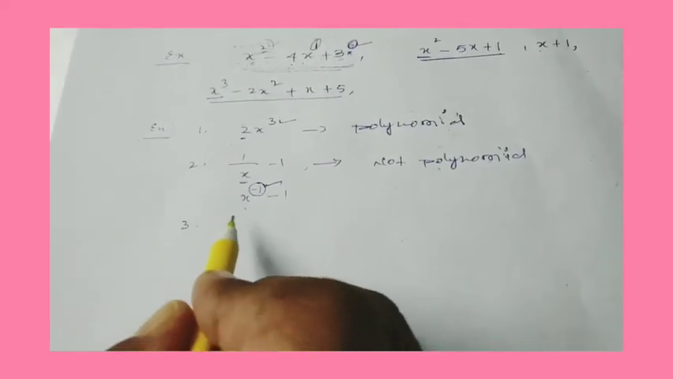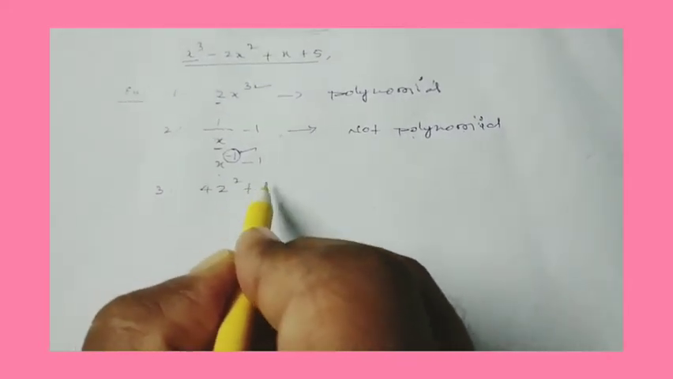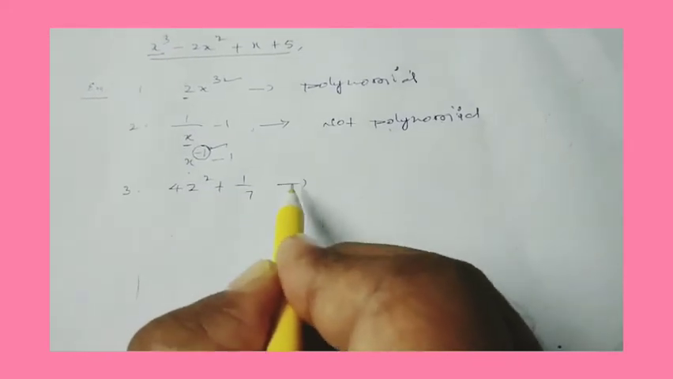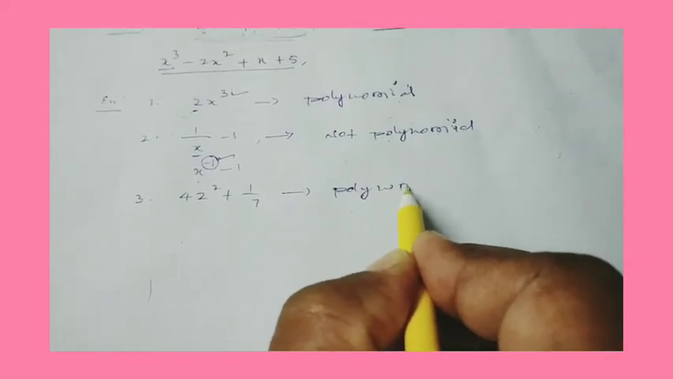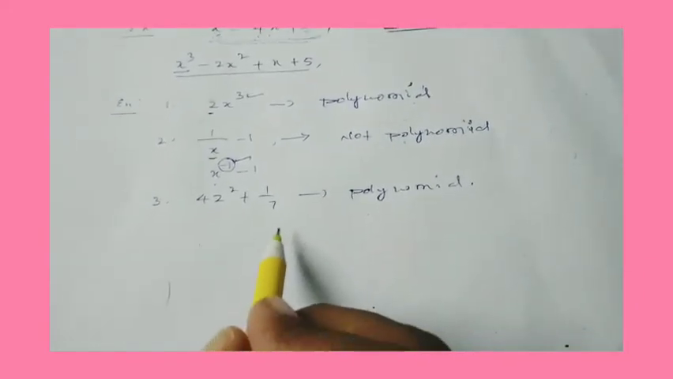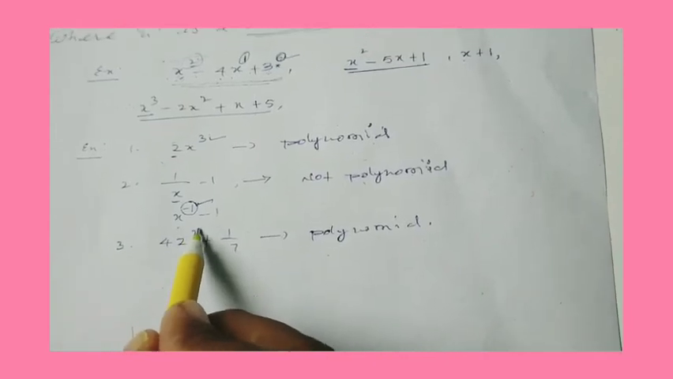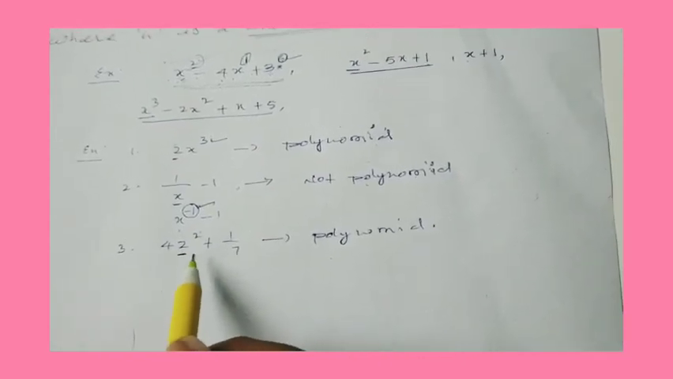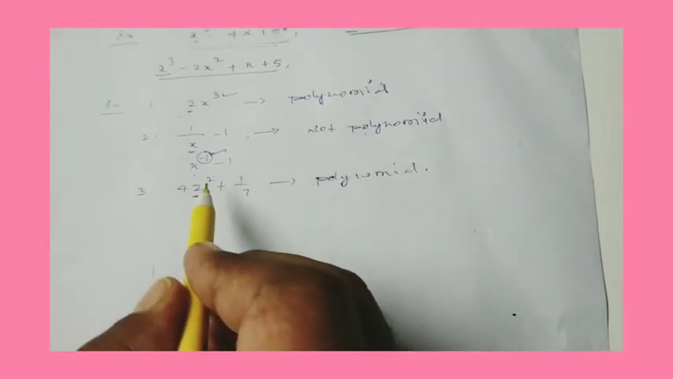Next, third one, 4z square plus 1 by 7. Is this a polynomial? Yes, it is 100% a polynomial only. No doubt at all. Here z square is there, variable z here. Especially we have to check what is the power of the variable.